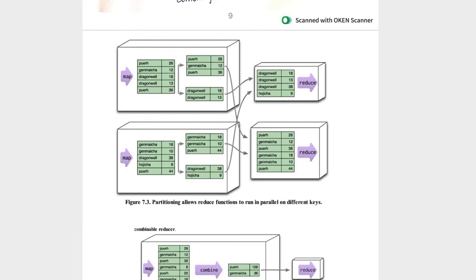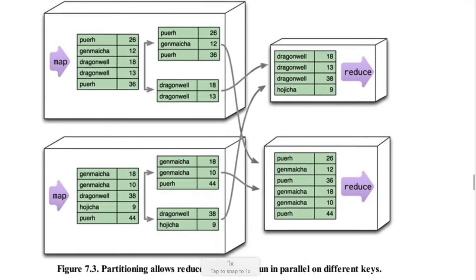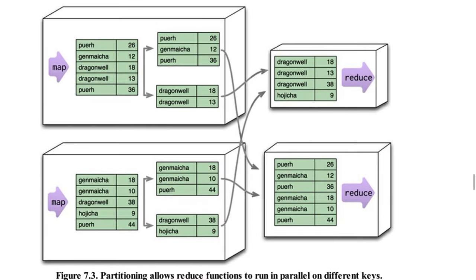So if you look at this figure, it explains all the steps. Okay. So the first figure says the partitioning allows reduce functions to run in parallel on different keys. Here partitioning involves dividing the output of mappers into different groups based on their keys.